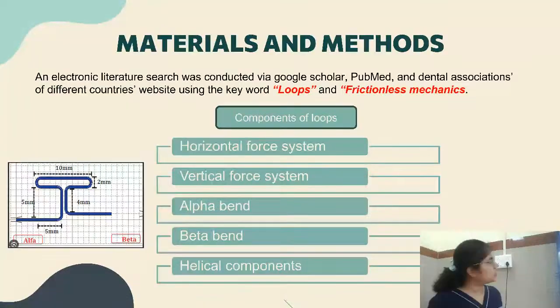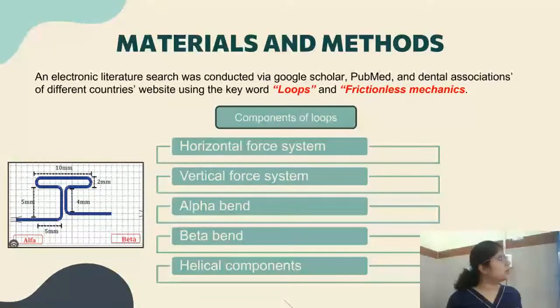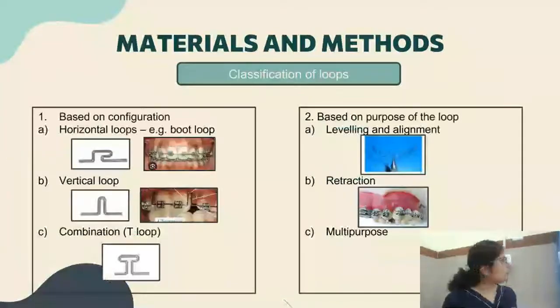Materials and methods: a search via Google Scholar, PubMed, and dental associations of different countries' websites, with keywords loops and frictionless mechanics. Components of a loop: it contains a horizontal force system, a vertical force system, alpha bend, the anterior bend, beta bend, and a helical component.